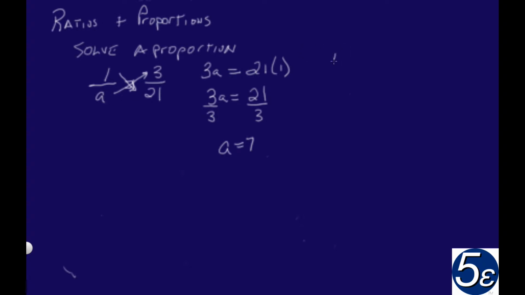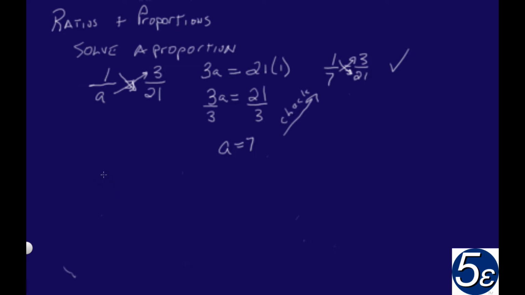Let's just see if we can check that really quick. If we do 1 over 7 equal 3 over 21, okay, because this is going to be our check. Check here. Then we end up here doing our multiplication. We end up with 7 times 3 is 21, and 1 times 21 is 21, and we are in good shape that it is a proportion.